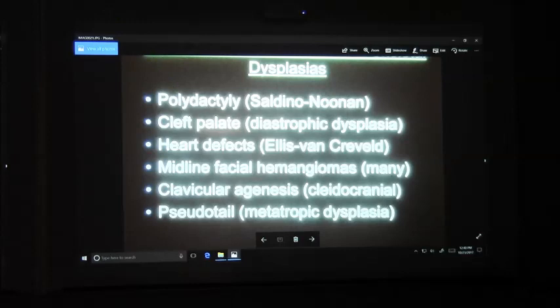We talked about polydactyly, which is probably the best feature with the skeletal dysplasia to lead you to a specific diagnosis. But cleft palate is also increased in frequency in skeletal dysplasias. Most classic one is diastrophic dysplasia, and I'll show you some pictures of that. If there are heart defects, and there is increased frequency of heart defects in skeletal dysplasias, the most common one is Ellis-van Creveld, in which the chambers of the upper portion are missing as far as the septum is concerned, and you have a single atrium rather than two atria.